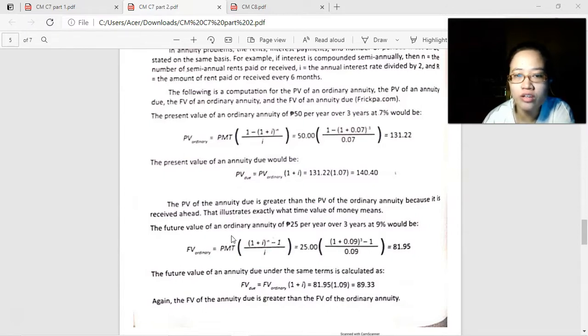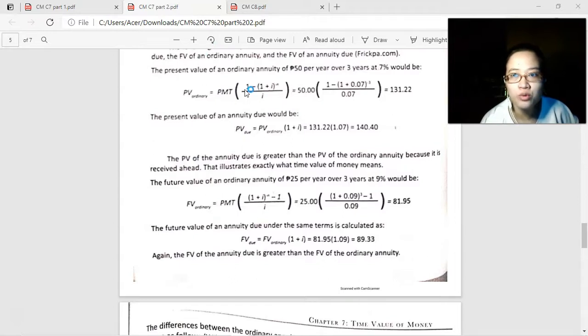Okay? The future value of an ordinary annuity of 25 pesos per year over 3 years at 9% would be as follows. So, substitute nyo lang dun sa formula ulit. Okay? Pag future value, ganito naman siya. 1 plus the interest rate raised to N, minus 1 divided by the interest rate. Okay? To get the future value.